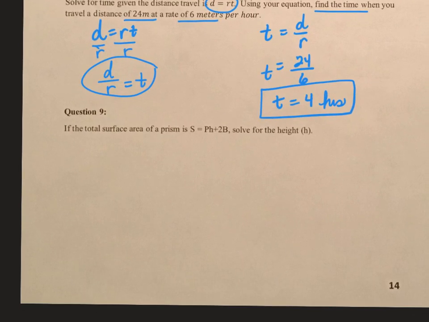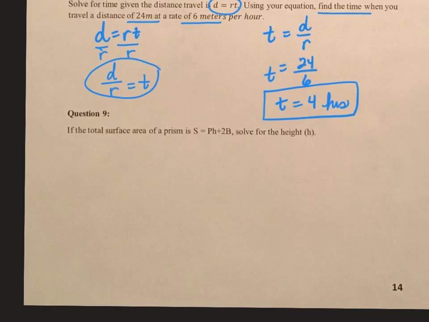Okay, this next question, if the total surface area of a prism is the formula S equals P times H plus 2 times B. So that stands for surface area. The P is perimeter, the H is the height, and then B stands for the base area. Seems a little complicated, but all they're really asking you is to solve for height. Solve for height. Okay, so all we need to do is isolate that variable H.